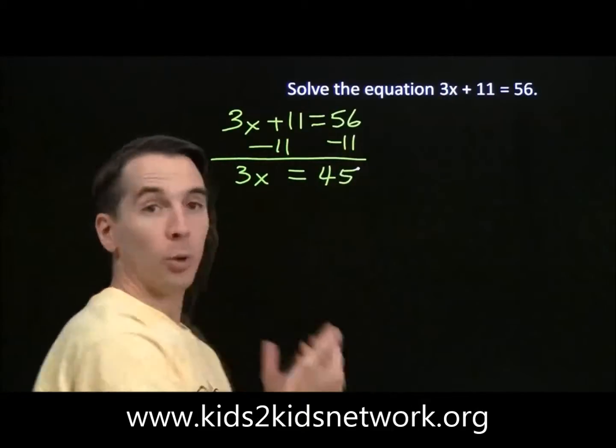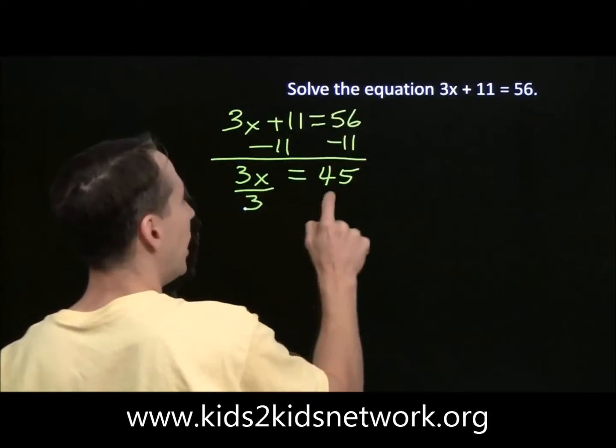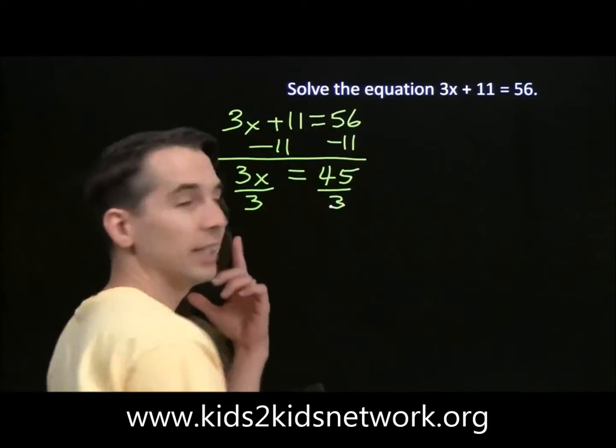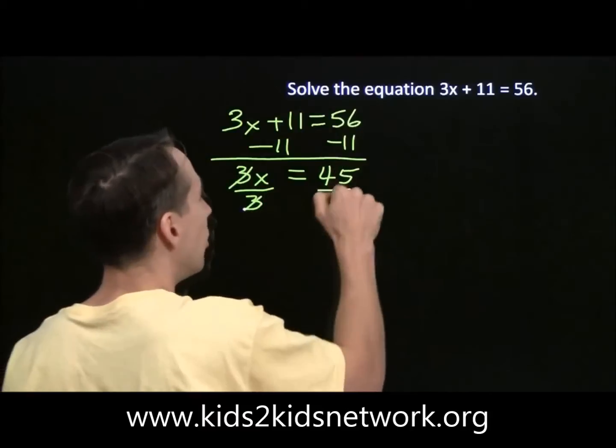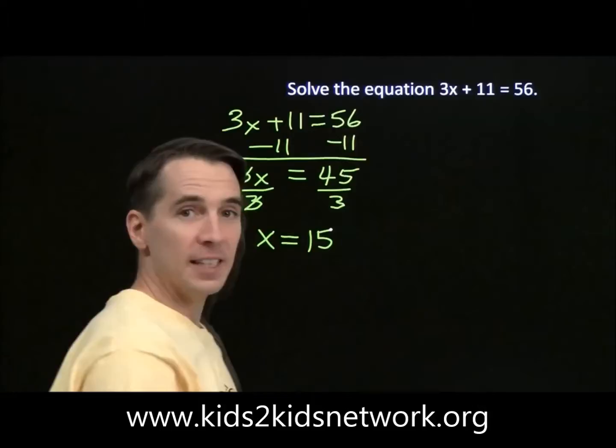And now we've turned this into an equation we know how to solve. We just made this a much easier equation to deal with. We divide by 3 to get the x by itself. These cancel. 45 divided by 3, that gives us x equals 15.